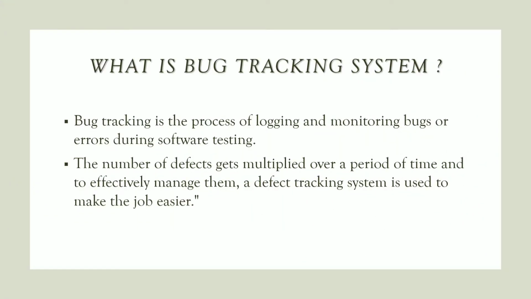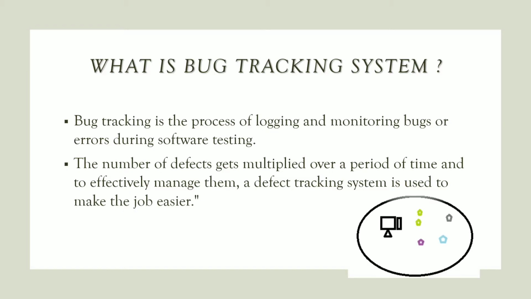Here's the main question: what do you mean by a bug tracking system? I'll explain it. It is simple software which keeps an eye on bugs or errors during software testing. I will explain with an example. Suppose this is a company. Here the green indicates employees, purple indicates testers, blue indicates the manager, and grey indicates the admin.